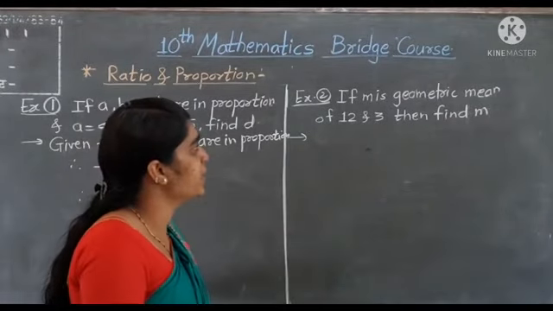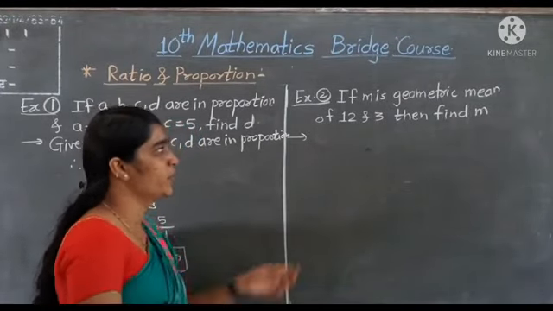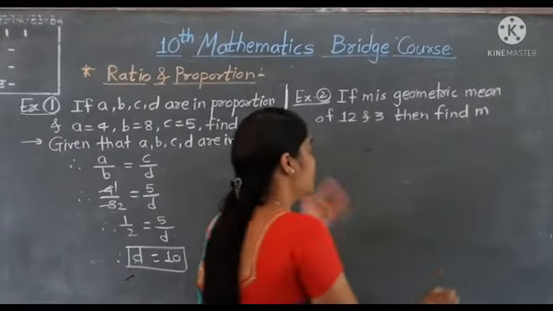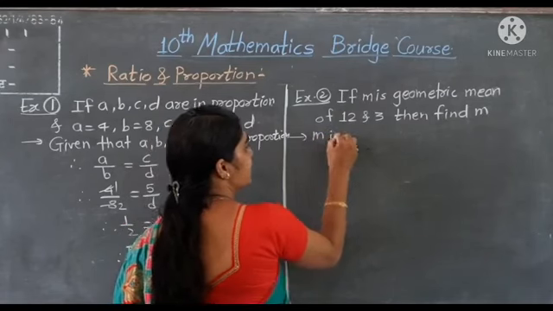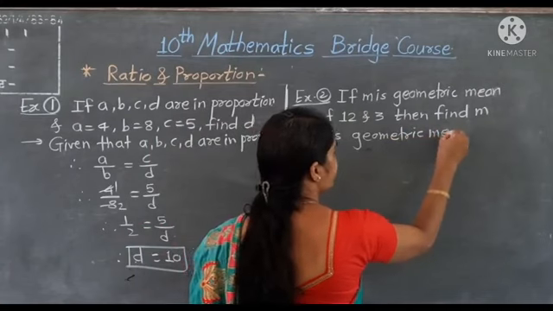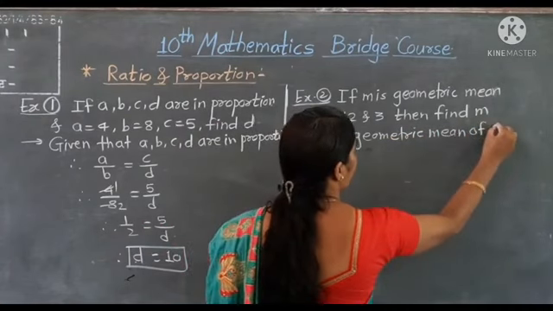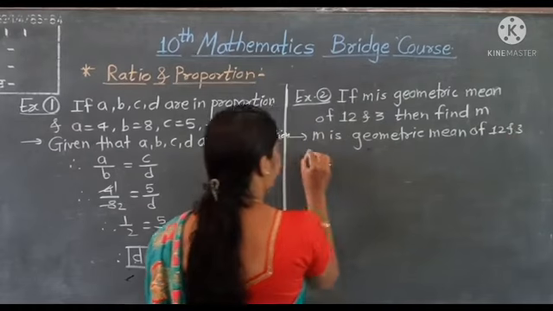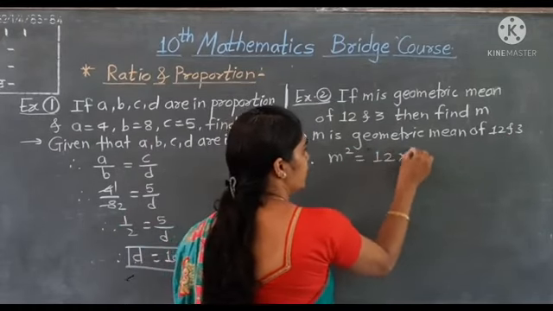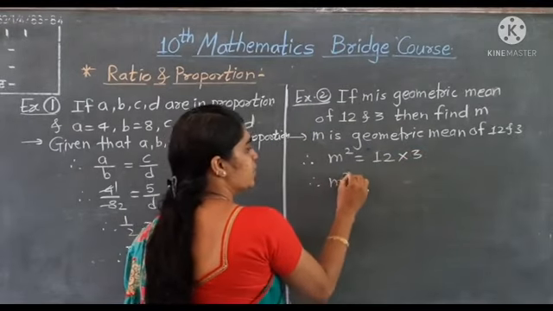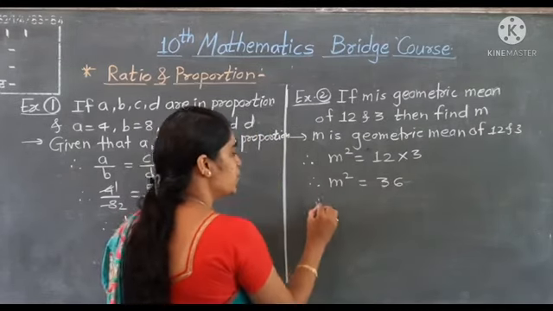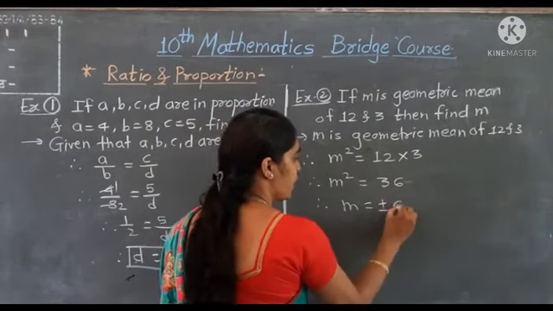Similarly, see example number 2. If M is the geometric mean of 12 and 3, then find M. I had told you about the geometric mean. M is the geometric mean of 12 and 3. Therefore, you write M square is equal to 12 into 3. That is, M square is equal to 12 3s are 36. Taking square root on both sides, you get M is equal to plus or minus 6.